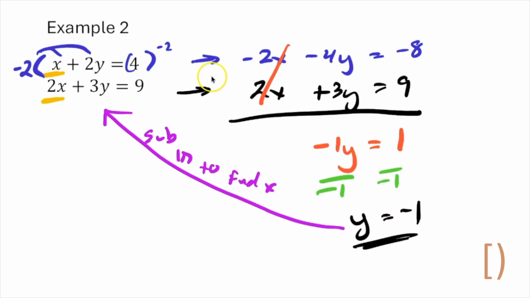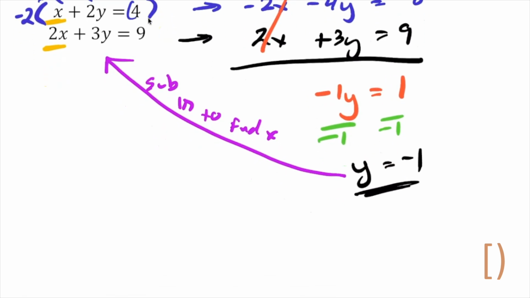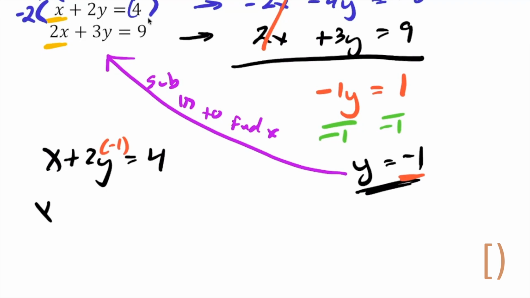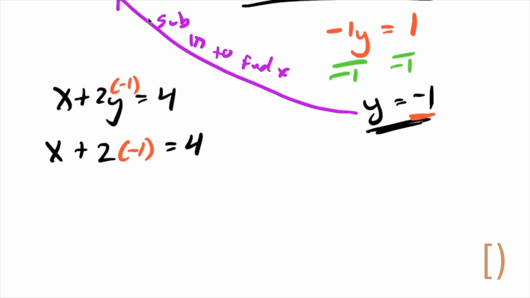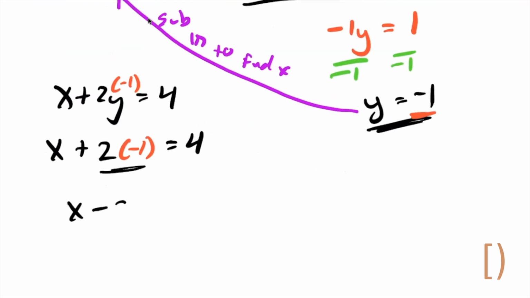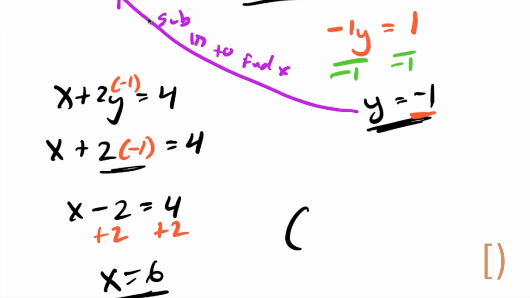So you pick any one of these two, it doesn't matter. I'll pick the top one, looks a little easier to me. So x plus 2y equals 4, and now we know y is -1. So this is a -1. So we have x plus 2 times -1 equals 4. That's just going to get us x minus 2 equals 4. And we're just going to add 2 to both sides. And we get x equals 6. So our solution will be 6 and -1.